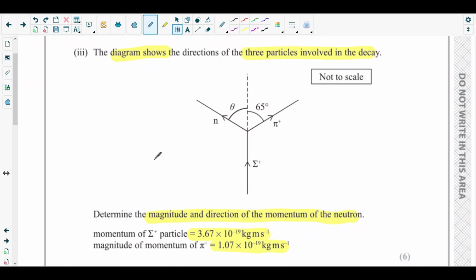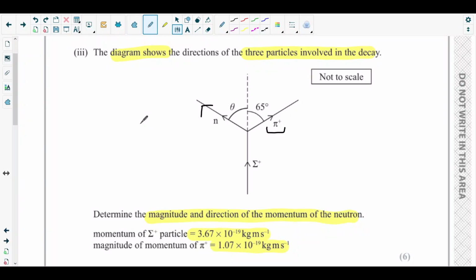So we need to find out the magnitude and direction of the momentum. Consider the magnitude at first. We know that total momentum before and after the decay should be equal. That is, momentum should be conserved. Here the neutron is moving in this way, which means it has momentum to the left side. So the horizontal component of the neutron's momentum is equal to the horizontal component of the momentum of the pion plus particle, right?